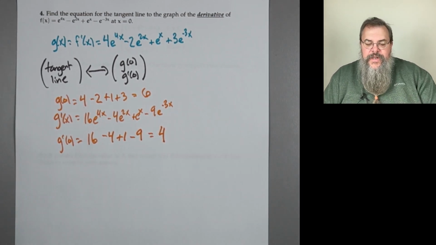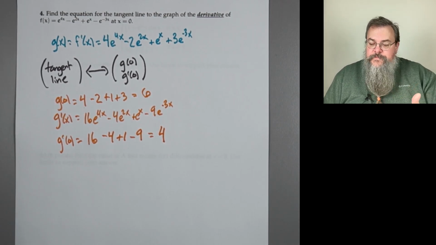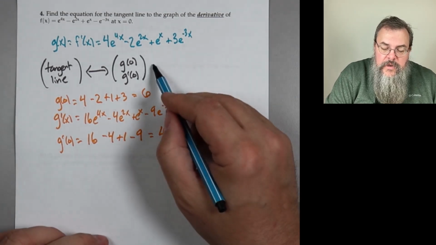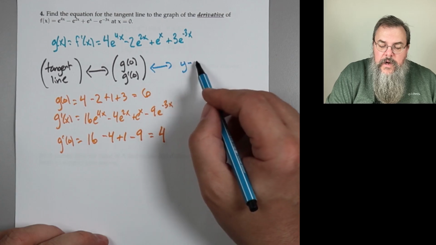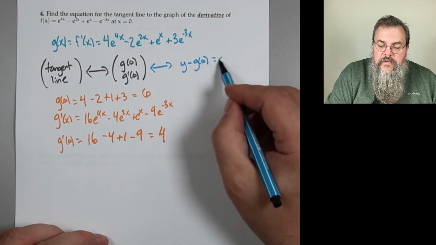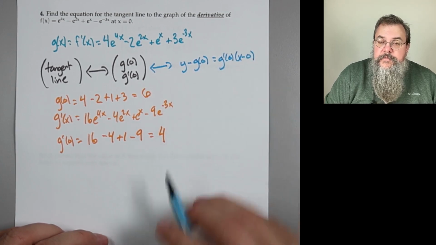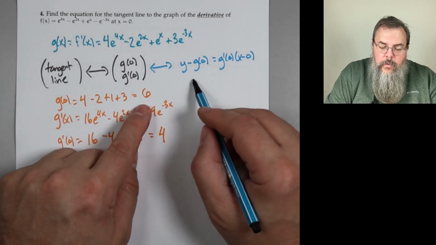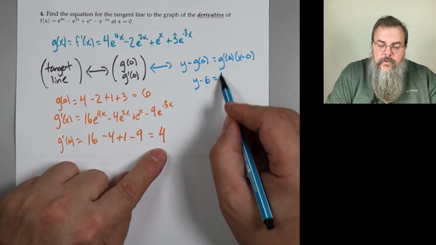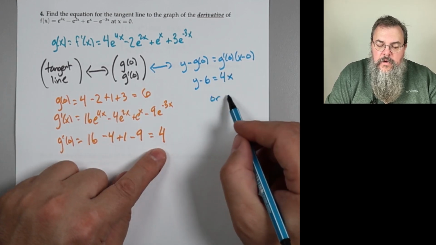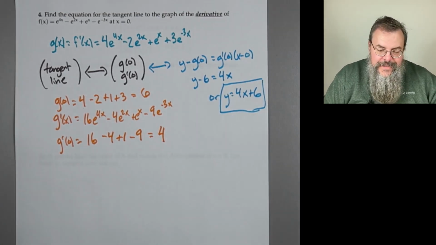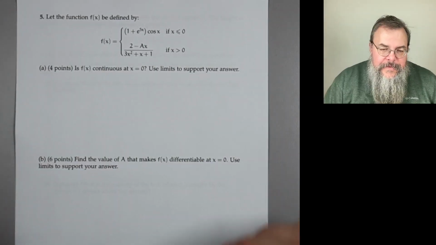All right, so we now have our value of the function, and we have our value of the derivative. So what does our tangent line become? In general, y minus the value of the function is equal to the value of the derivative times x minus a, but a is 0. So for us, y minus 6 equals 4x minus 0, or y equals 4x plus 6. And there we go. Nice! Woohoo! Yeah!